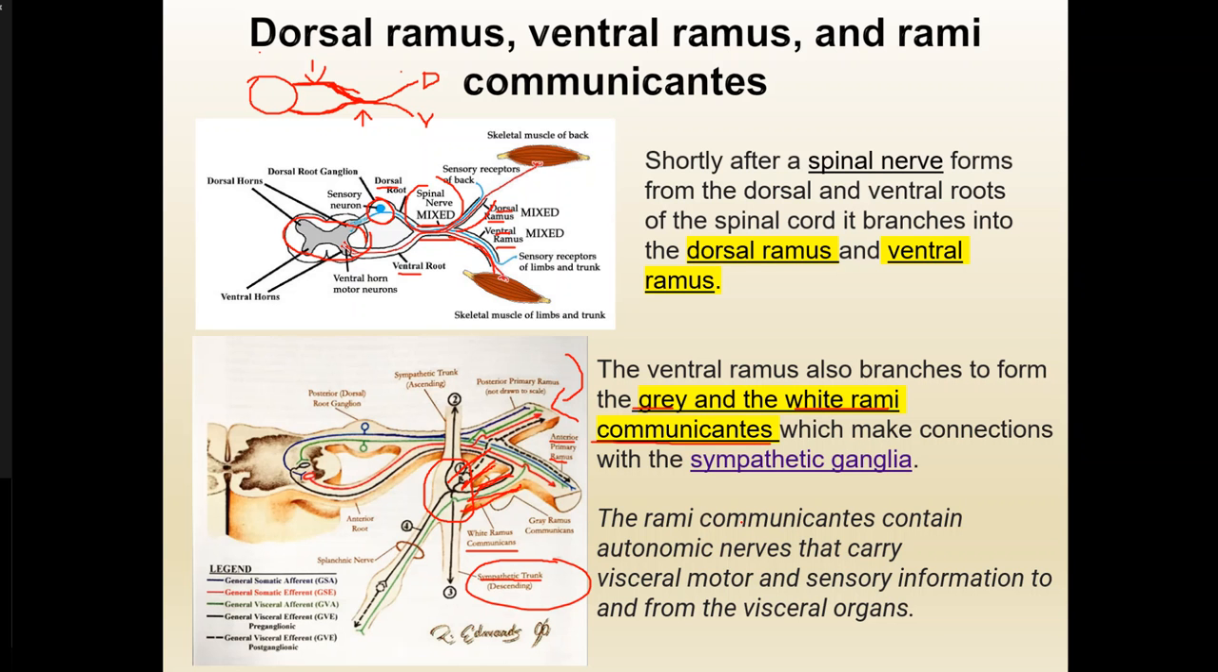And when we talk about rami communicantes, these contain, again, autonomic nerves. Because these are autonomic, we just redefined all the sympathetic trunk, and the sympathetic trunk is a division of the autonomic nervous system. So the rami communicantes are part, pretty much, of the autonomic nervous system. But they put in communication the autonomic nervous system with your spinal nerves.